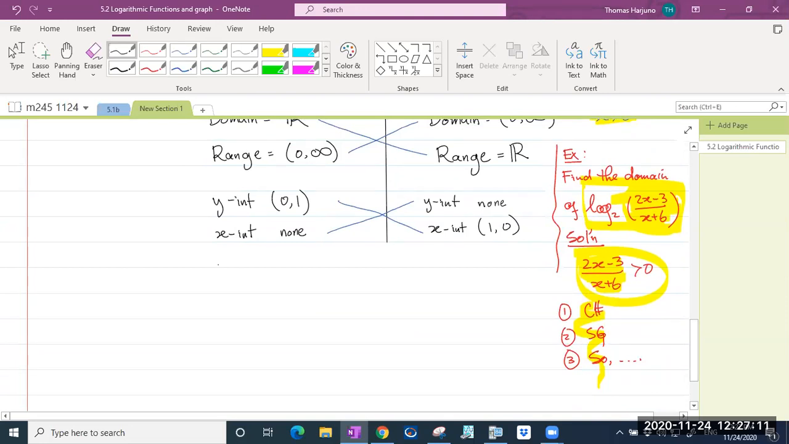Okay, the horizontal asymptote that we have in the exponential function is y equals 0. When we invert, x becomes y and y becomes x, so this will be x equals 0, right? But x equals 0 is not a horizontal asymptote, that is a vertical asymptote.